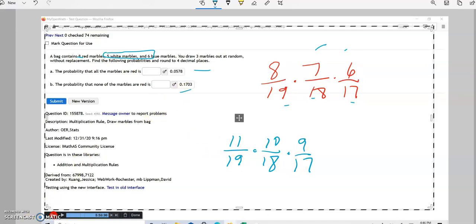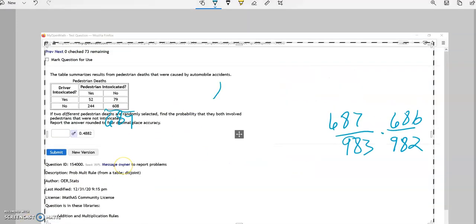You get that. Okay, the first thing you want to do is total all of the people. And if you total 52, 244, 79, and 608, you get 983. First thing you do. What is the probability that they both, if you draw 2 people, that's a total of 689. I'm going to erase that and put it down below, 689, so you can see.